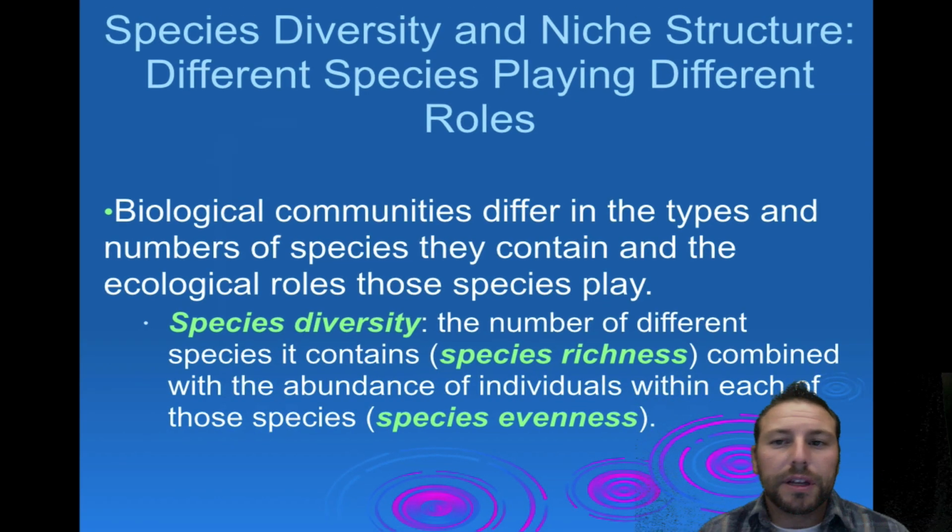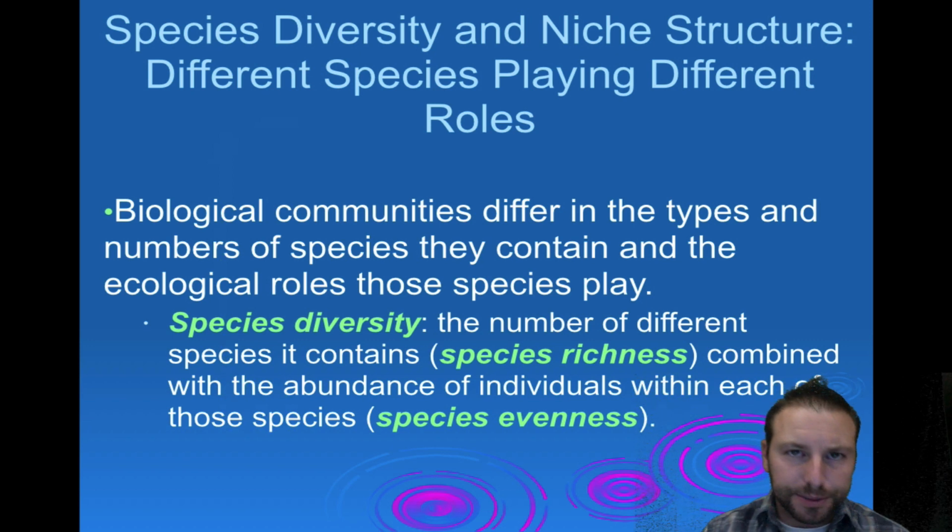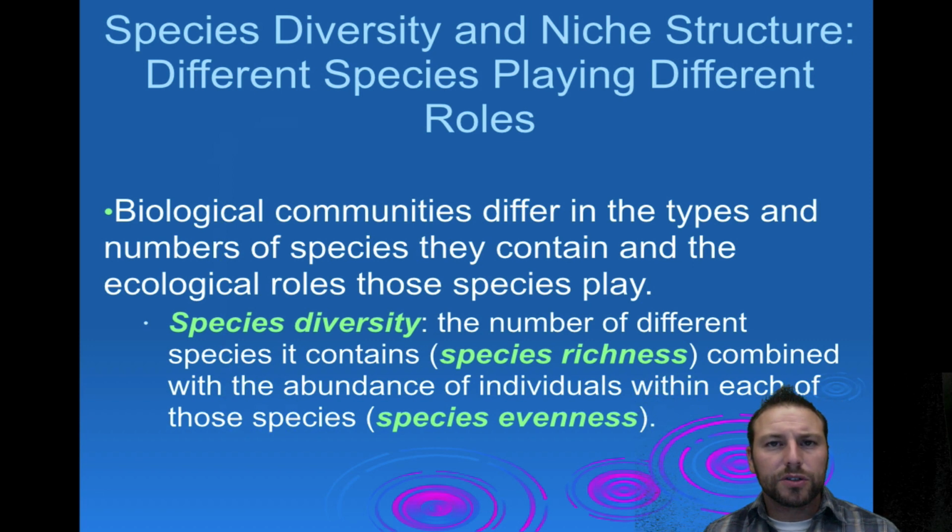So species diversity in this structure, like we said, different species playing different roles. Biological communities are different in the types and number of species they contain and the ecological roles that the species play. They're in different niches. We can look at species diversity by looking at the species richness and the evenness. The species richness is basically just the number of different species it contains, and the evenness is basically the population size of each of those species. So we combine those two and we can get species diversity.